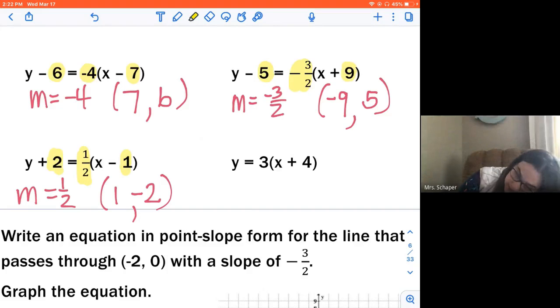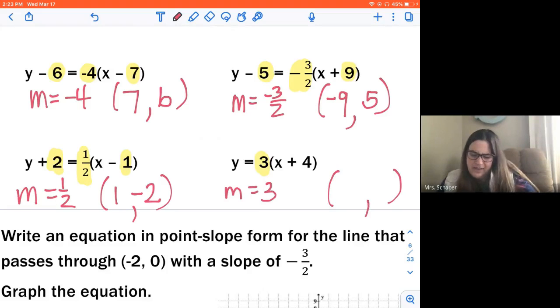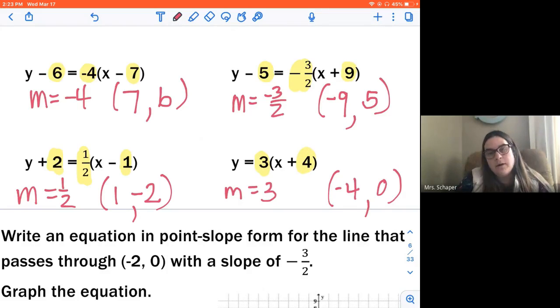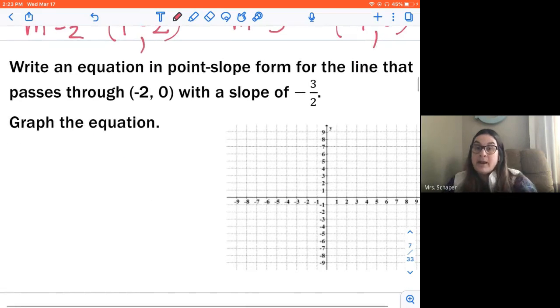And let's look at this last one. All right, so my slope is 3. My ordered pair, hey, wait a minute. Nothing's added to the y. That means it's 0, so my y is 0. And my x, you take the opposite of 4, which is negative 4. So those are my points. The biggest thing here is for x and y in your ordered pair, take the opposite sign.